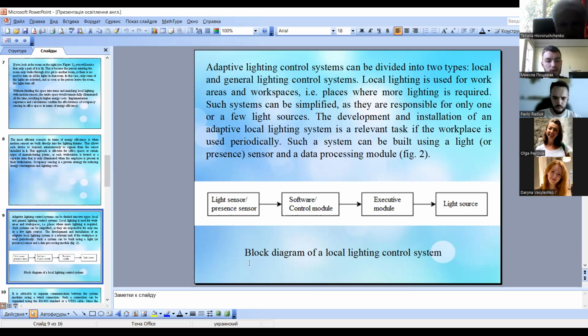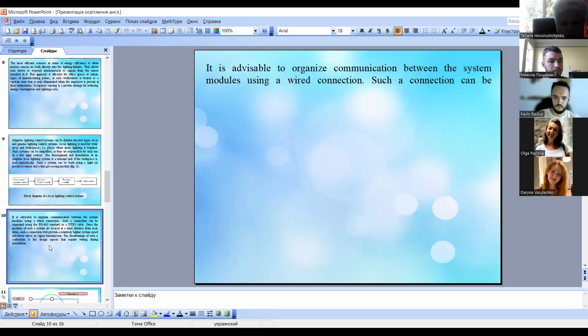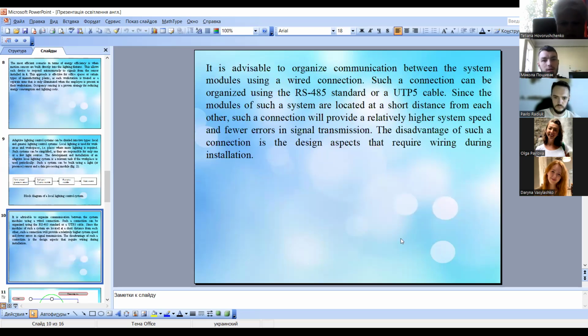Now we can see a block diagram of a local lighting control system: light sensor, presence sensor, software control module, executive module, and light source. It's advisable to organize communication between the system modules using a wired connection. Such a connection can be organized using the RS-485 standard or UTP-5 cable.